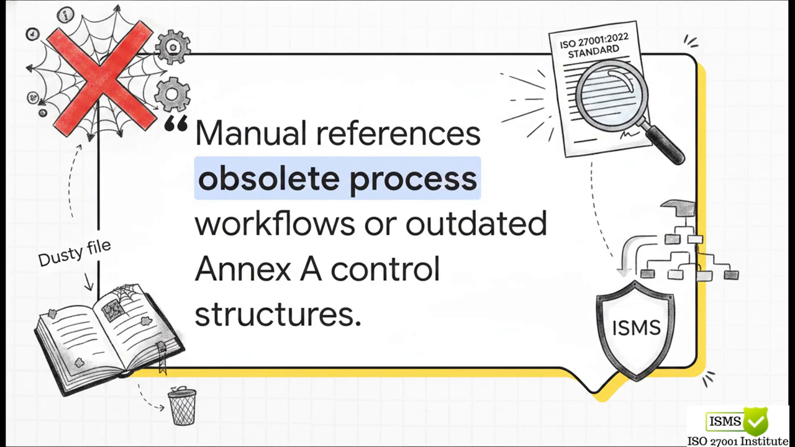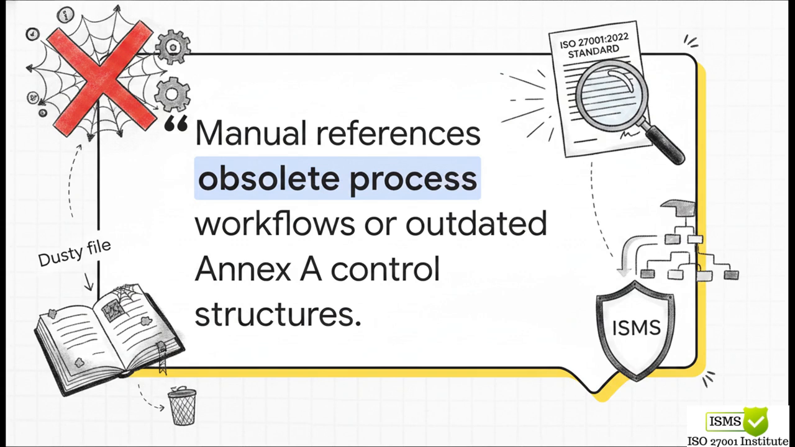To put it in the starkest terms, here is the official cause of death in our audit autopsy. Quote, manual references, obsolete process workflows, or outdated Annex A control structures. This is a total implementation failure. If an auditor writes this down, it means your implementation failed at the blueprint level. Why is this so fatal? Because it tells the auditor you aren't actually managing your security. It says you bought a document 5 years ago and completely forgot about it. It proves a total lack of ongoing management review and continuous improvement.